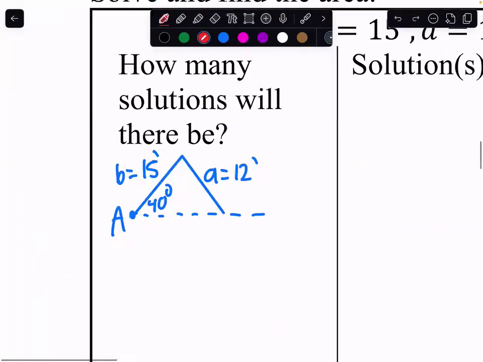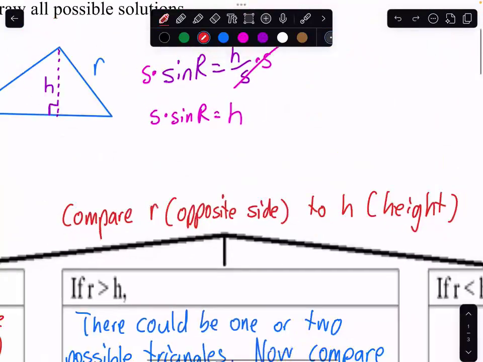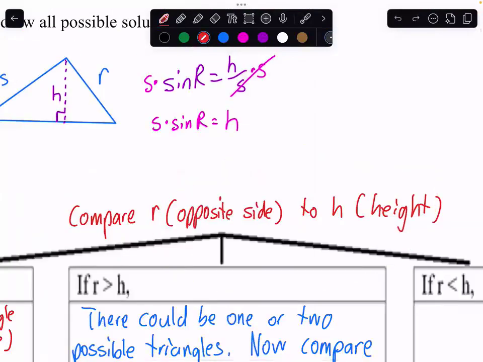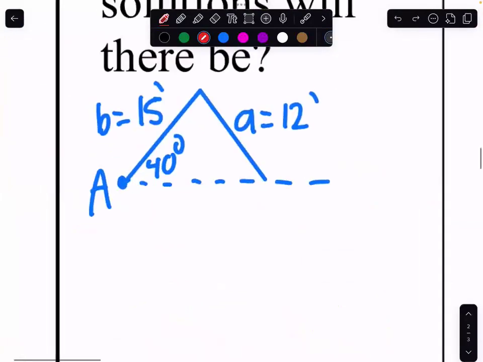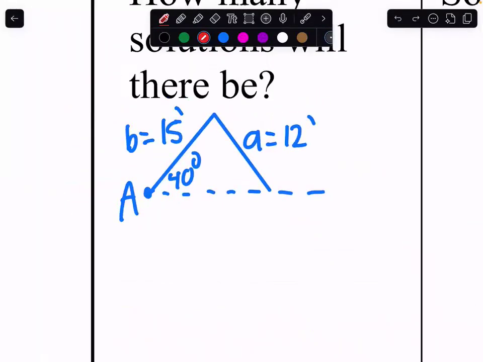Let's remind ourselves, how do we do the flow chart? First step, compare the opposite side to the height. The opposite side we already have. The opposite side is 12. Let's find the height.